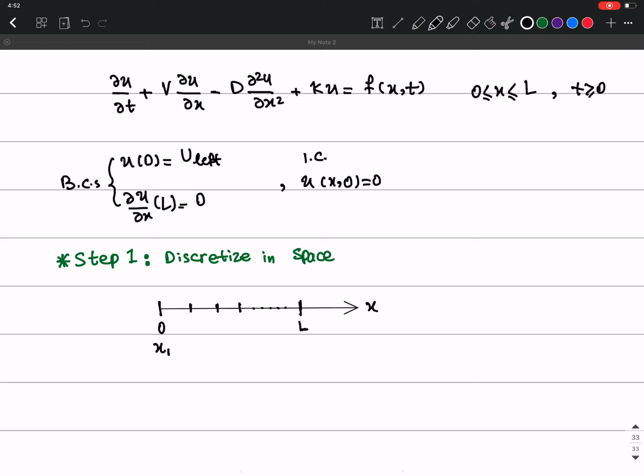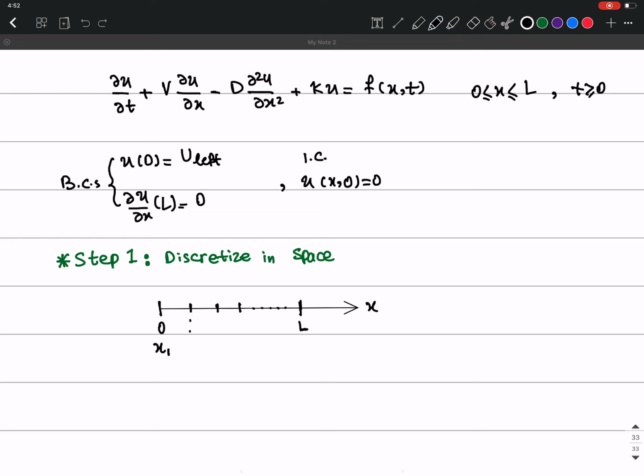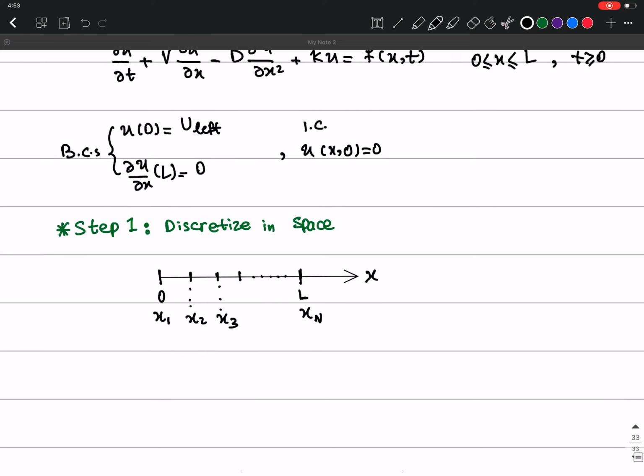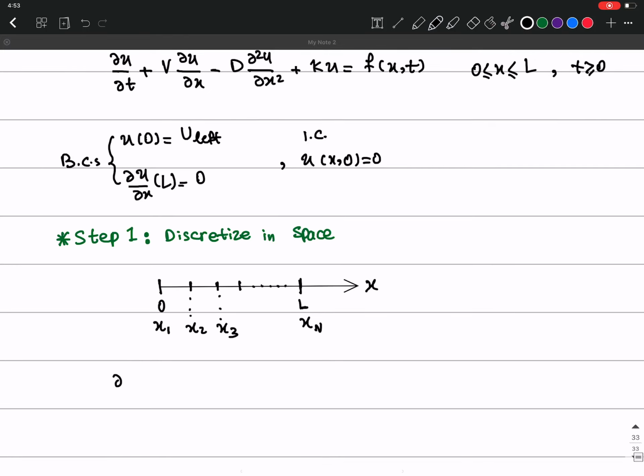Okay. So this is x2, this is x3, and then the last one is going to be xn. Okay, so this is how I name and discretize x, space. So now I have this equation, and I want to write and solve this equation along these nodes, along these grids, these cells, whatever you want to call them.